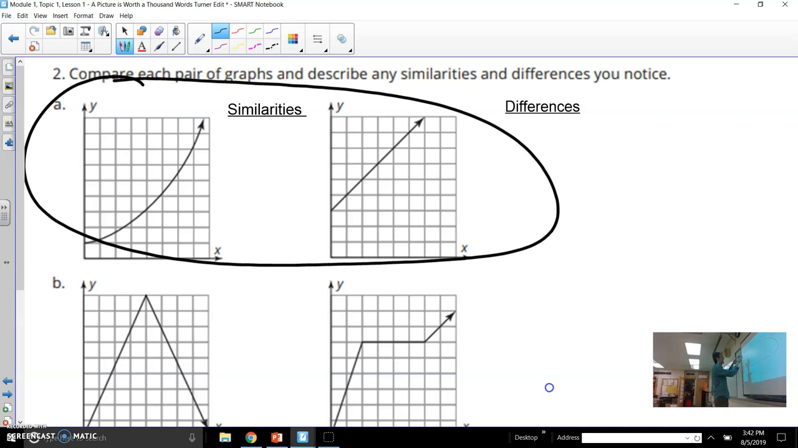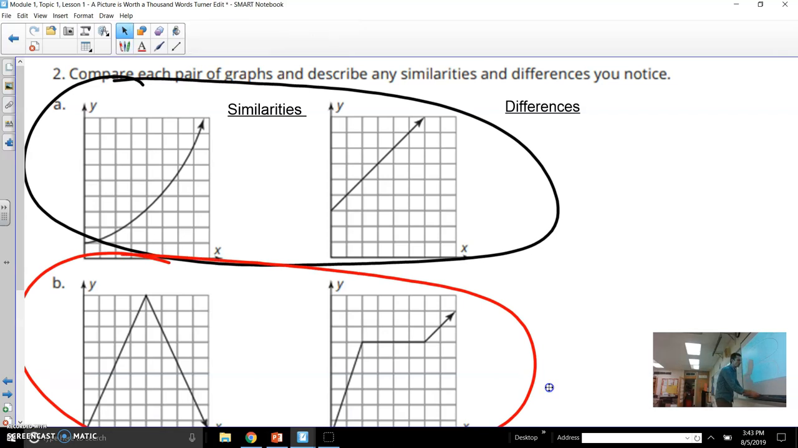So in terms of graphs A, the one on the left and the one on the right, what do they have that's similar? And what do they have that's different? And this can be really open-ended. You don't have to necessarily use the right vocab. That's all coming later. And then the next thing I want you to do is look at graphs B.